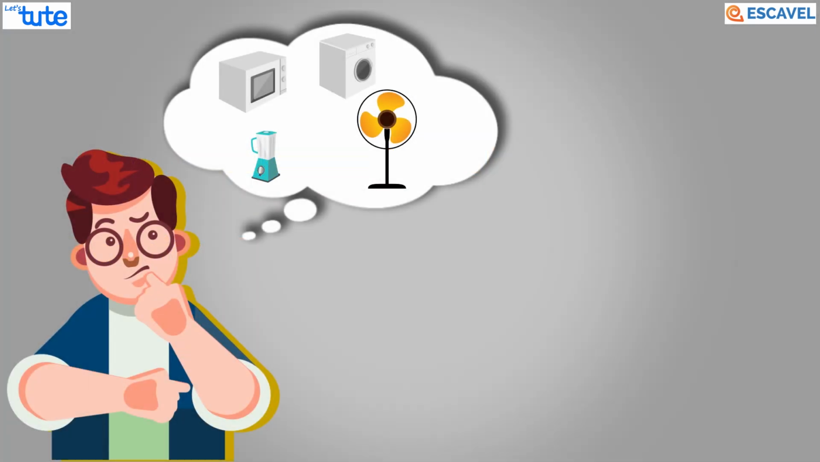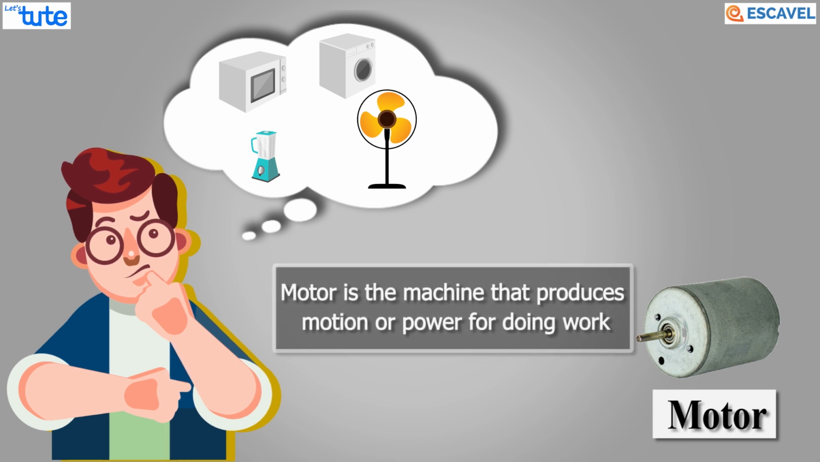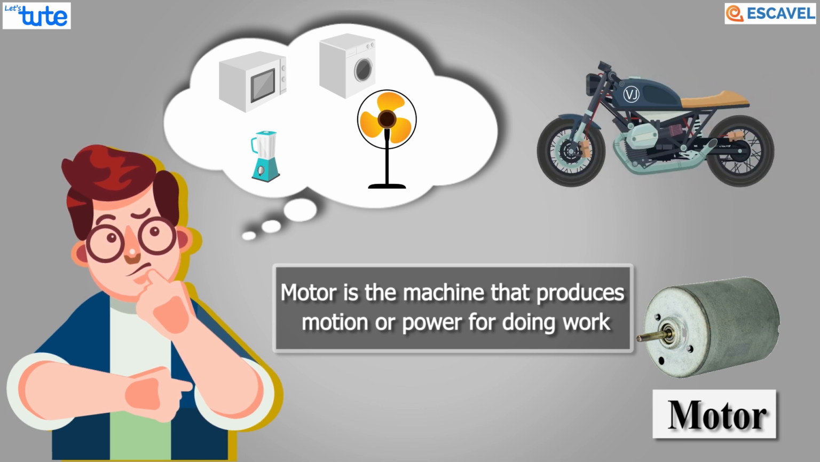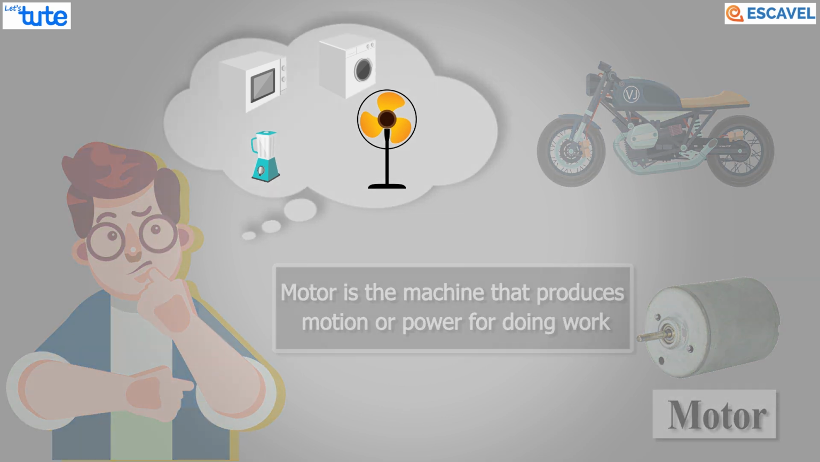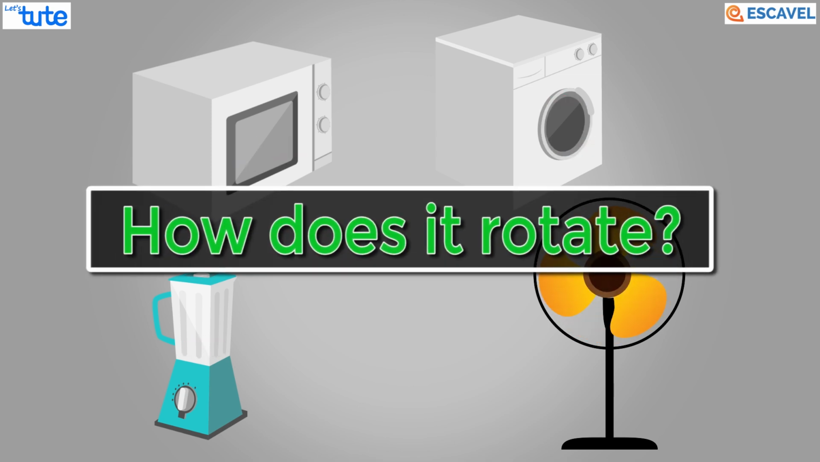Have you ever heard about the word motor? Yes friends, you are right. A motor is a machine that produces motion or power for doing work, such as a motorcycle. But you must be wondering how it connects to electricity then. Okay, let's have a look at these images again. Do you find anything else common between them? The common aspect is that they have a certain part which rotates. But how does it rotate?